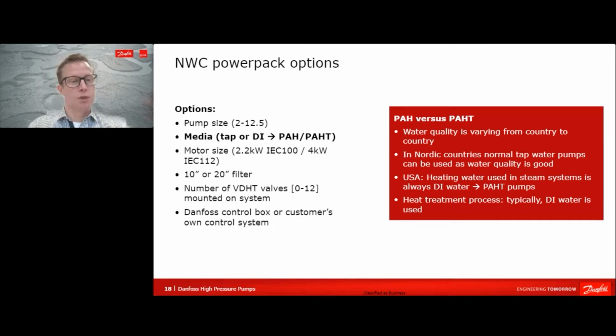Besides this, you can also choose to have valves, directional valves installed directly on the frame, or you can decide to have them installed somewhere else in your application. So that gives you freedom to choose and set it up the way you prefer. The same goes for the control system. We can either provide it from our side, or we can provide it without, and then you can use your own control system if that's preferred for you.